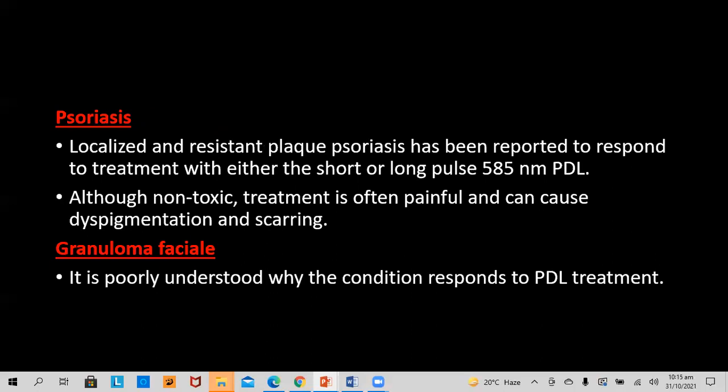Psoriasis. Localized and resistant plaque psoriasis has been reported to respond to treatment with either shorter or longer pulse 585 nanometer PDL. Although non-toxic, treatment is often painful and can cause dyspigmentation and scarring, which are the usual side effects. Granuloma faciale also responds to PDL treatment, but the mechanism of action is not very clear.